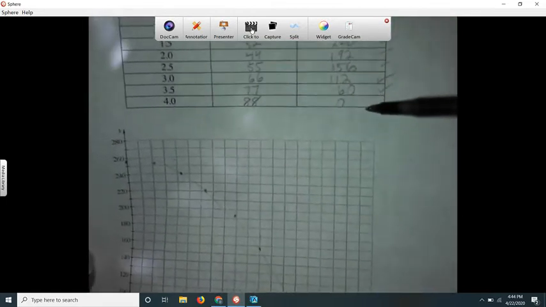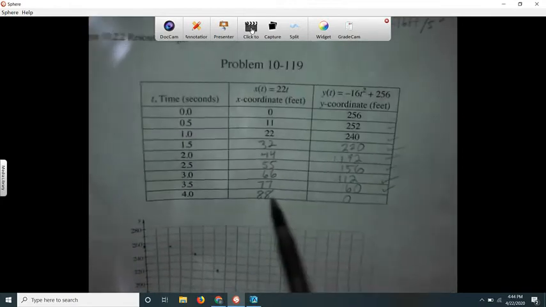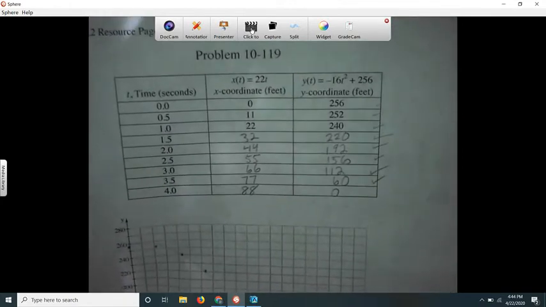When did the shell hit the ground, and how do you know, and confirm your answer algebraically? Well, when its height was 0, it must have hit the ground. So when was that? That was at 4 seconds. I don't know if I did that algebraically, but when y of t equals 0, so what you could do to algebraically show this is set this equal to 0.